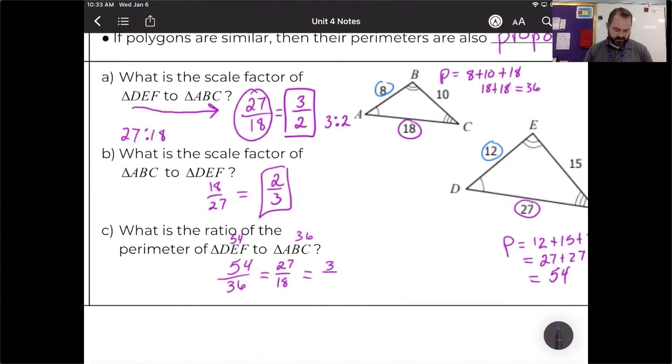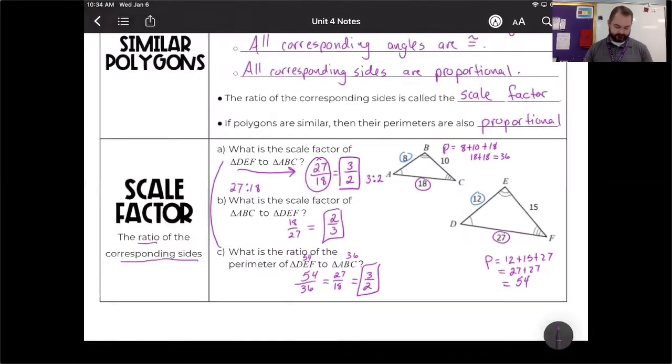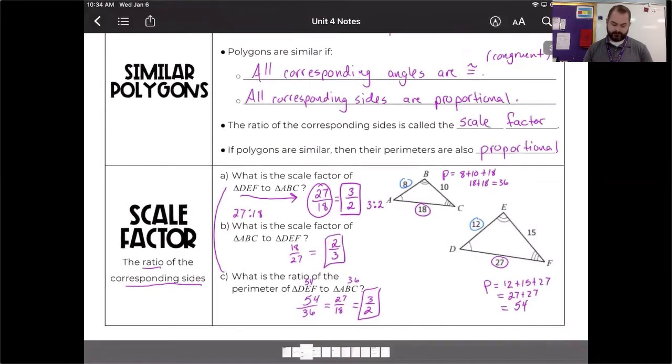So you'll notice that the perimeter ratio of DEF to ABC is equal to the individual scale factor of DEF to ABC. And you'll notice that is always the case. The ratio of the perimeters is going to be equal to the scale factor of the individual sides. Okay, so let's keep moving.